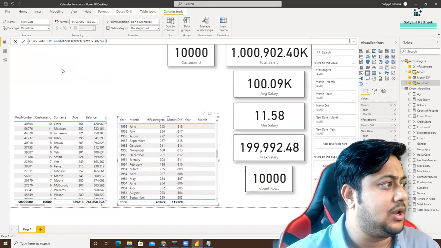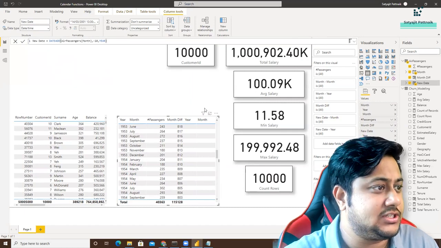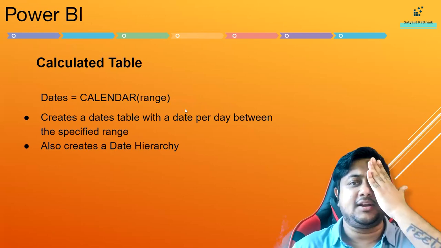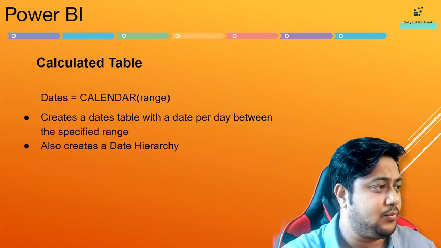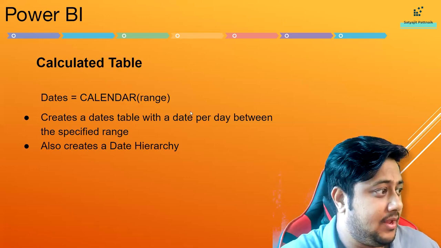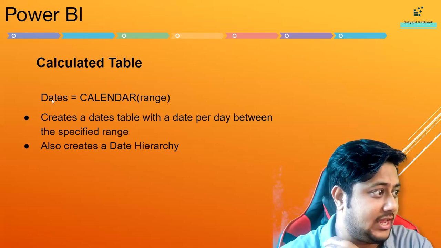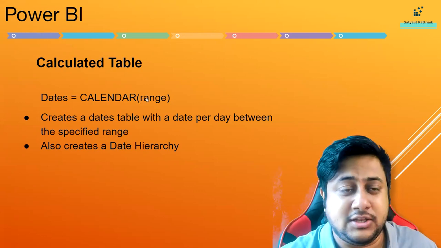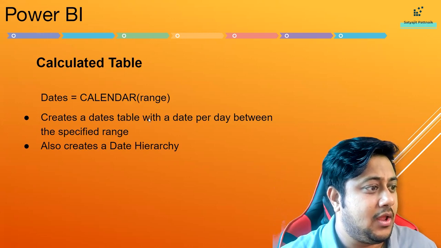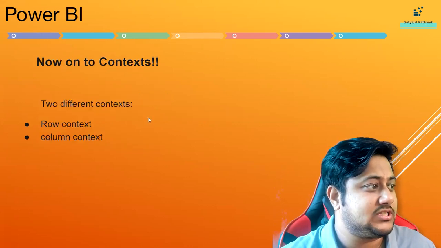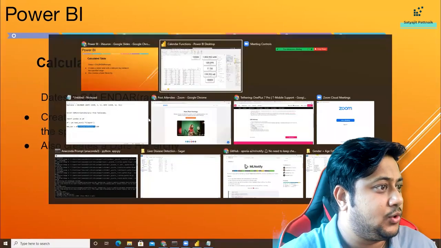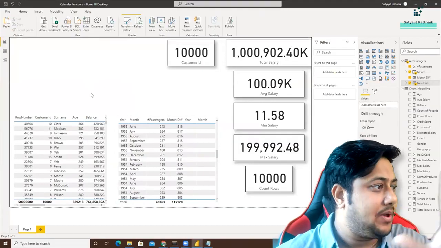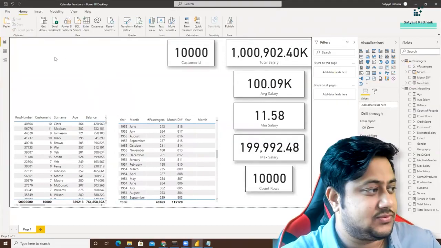Okay, so this is all about your DATEDIFF and DATEADD functions. And moving on to calculated tables. Now, calculated table is also very important, and we'll see what a calculated table is. I'm going to create a new table based on a calendar date, and I'm going to pass a range of dates. It creates a date table with a date per day between the specified range. So let's try to create a new calculated table. I hope everybody is clear about all these basic DAX functions.